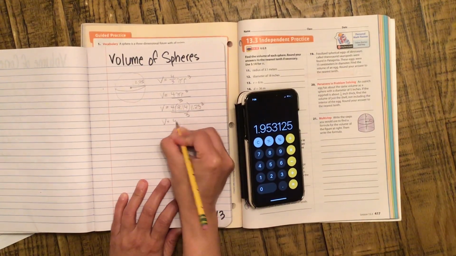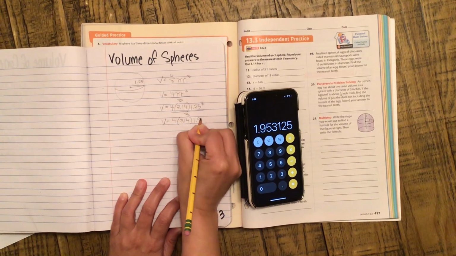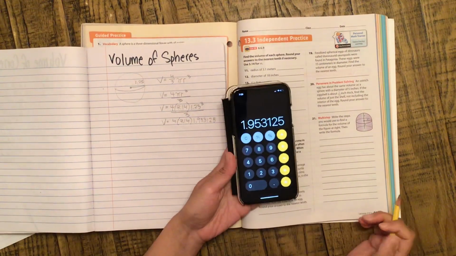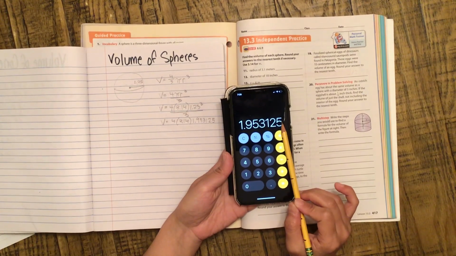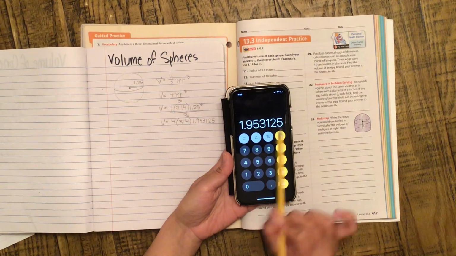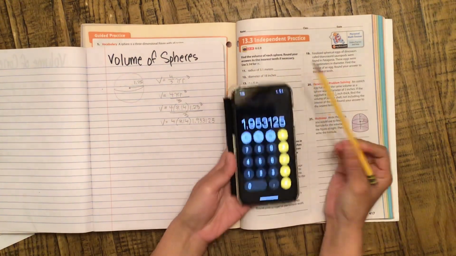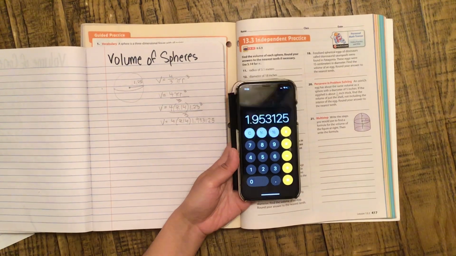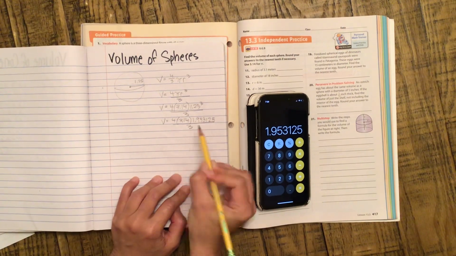Volume is equal to 4 times 3.14 times 1.953125. If your answer is a terminating decimal, please write down all the numbers. Do not round at this point, even though your answers are asking you to round to the nearest tenth, because that will affect the accuracy of the final answer. So if you can, please do not round. So once again, I'm going to take this whole number and I'm going to divide it by 3.